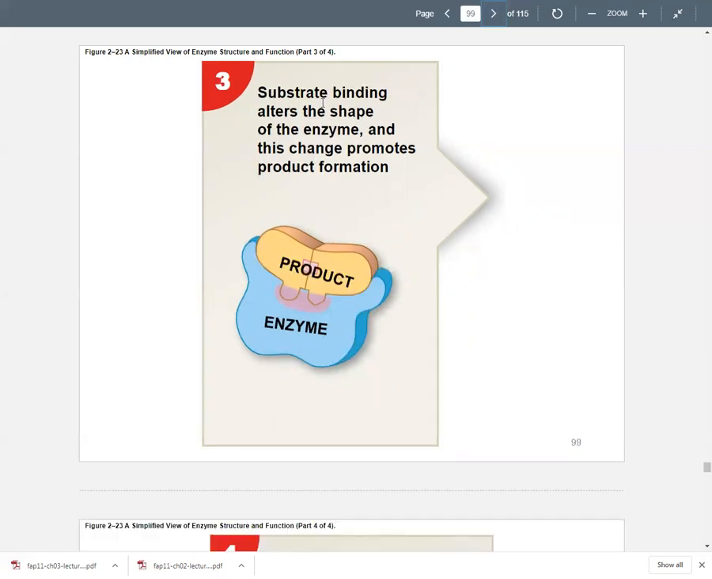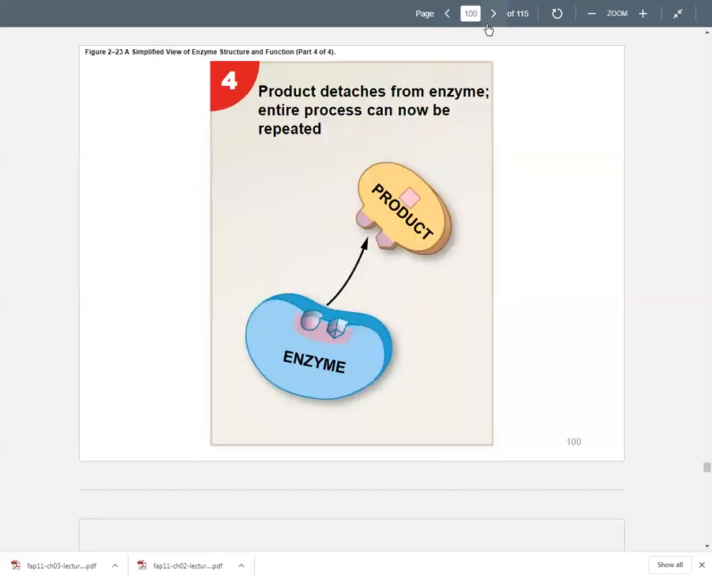All right, so the substrate binds and the enzyme changes shape, and in so doing, it creates a reaction that creates this new product. You're taking two monomers and making a polymer. Once that polymer is made or that product is made, it's ready to be detached, and it leaves the enzyme. The enzyme's ready to go again.